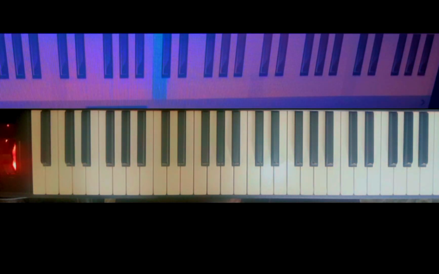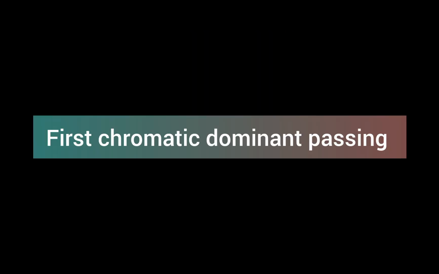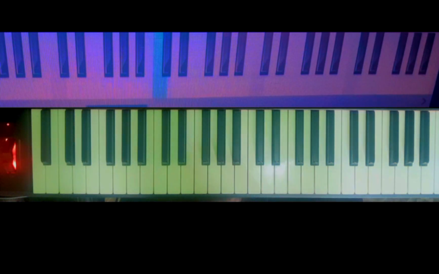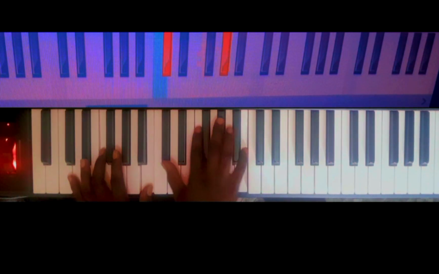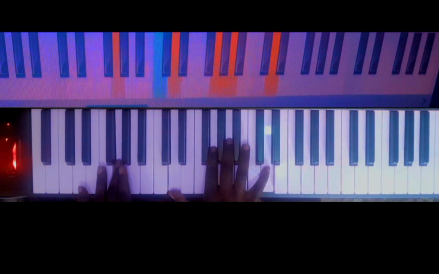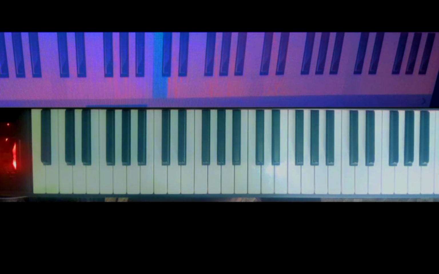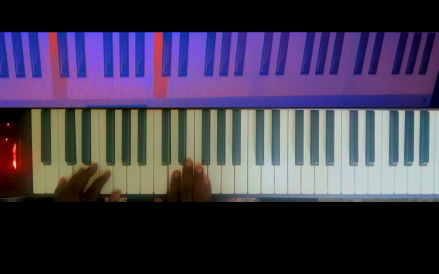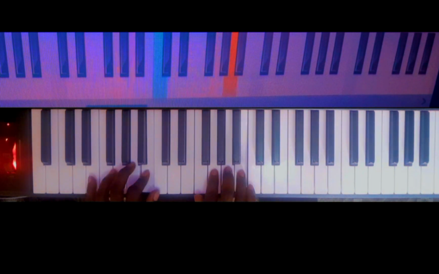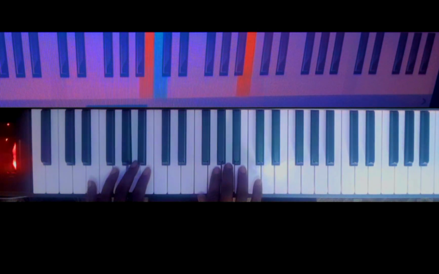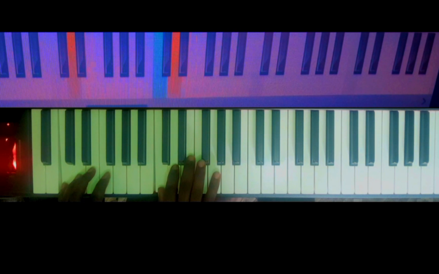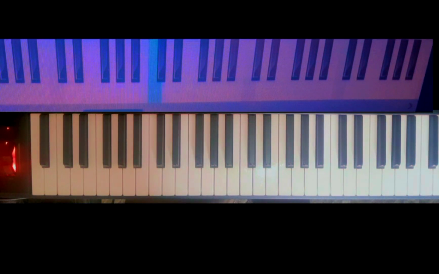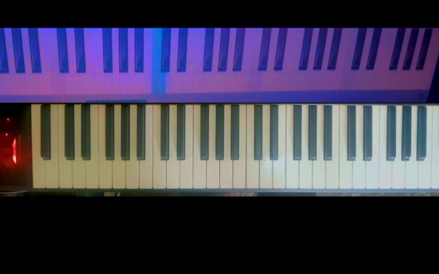So I'm going to teach you two chromatic dominant passing chords. The first one sounds like this. Right? Since we're in the key of C major, in C major we have 1, 2, 3, 4, 5, 6, 7, 1, 7, 6, 5, 4, 3, 2, 1. So the secret is we're going to go to the flat 2 and create a dominant, and then we're going to be moving in a chromatic way.